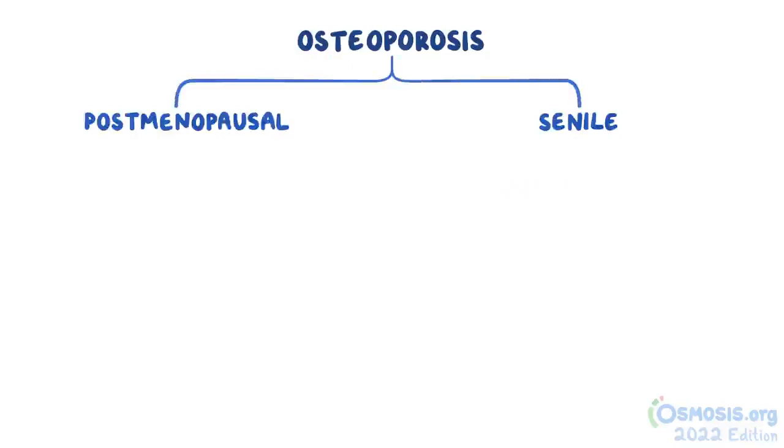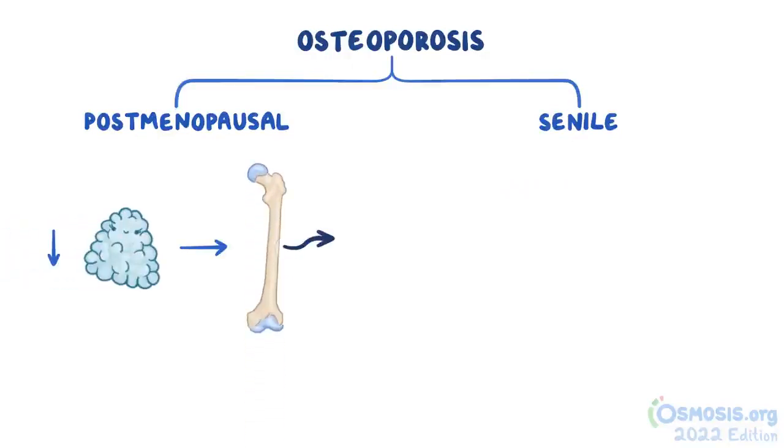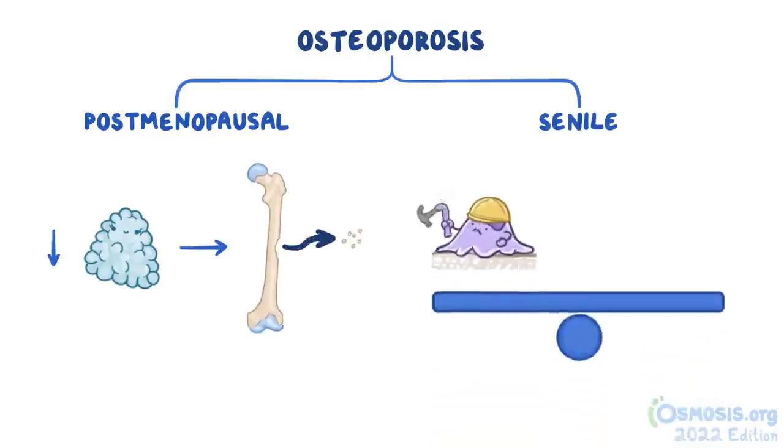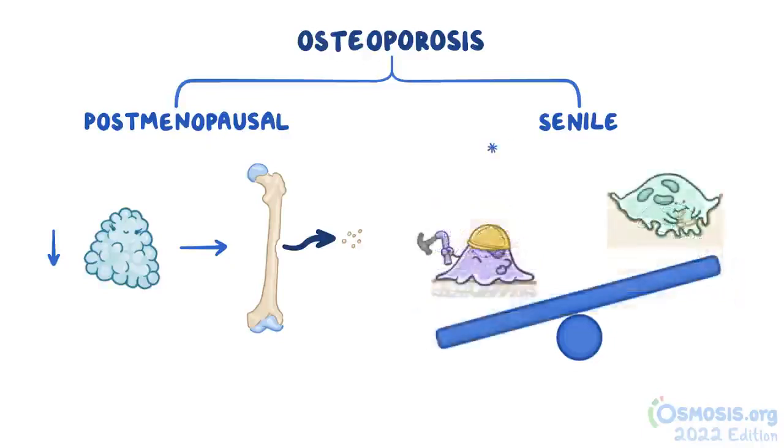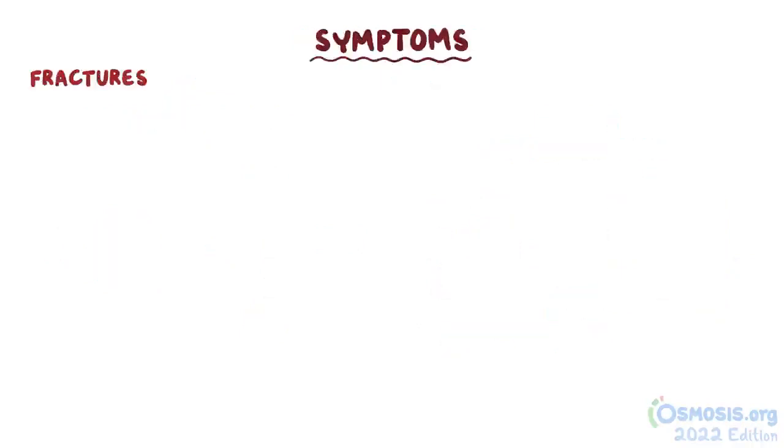In postmenopausal osteoporosis, decreased estrogen levels lead to increased bone resorption. With senile osteoporosis, on the other hand, it's believed that osteoblasts just gradually lose the ability to form bone, while the osteoclasts keep doing their thing unabated. So, bone resorption usually overtakes bone formation around the 8th decade of life. People with osteoporosis don't usually have symptoms until a fracture occurs.